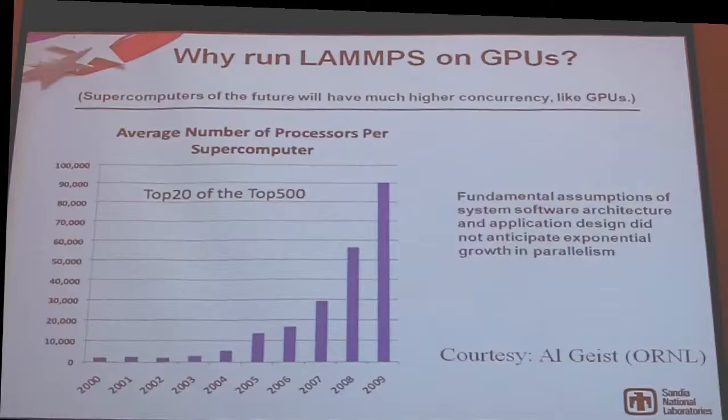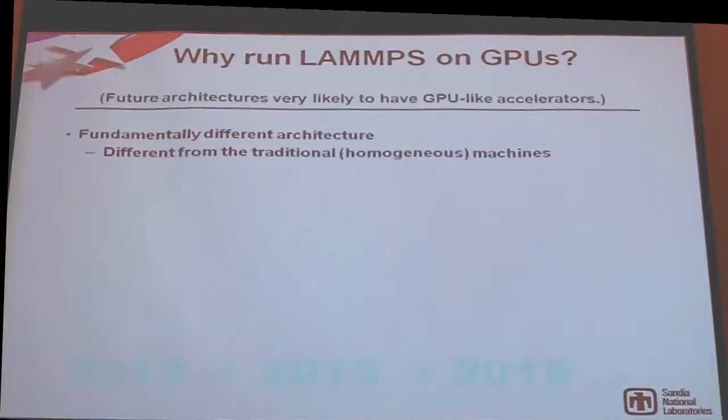So another plot here, just to show the growing concurrency. Supercomputers of the future will have a much higher concurrency, similar to what GPUs have. So the fundamental assumptions of the system software architecture of the past may not apply in the future, because this rapid exponential growth in parallelism was not really anticipated.